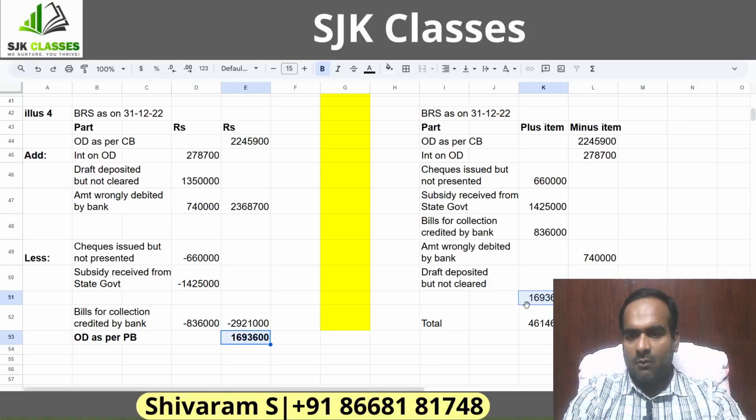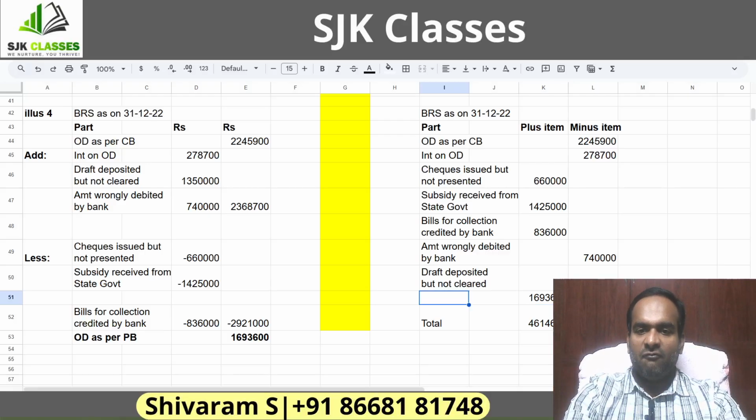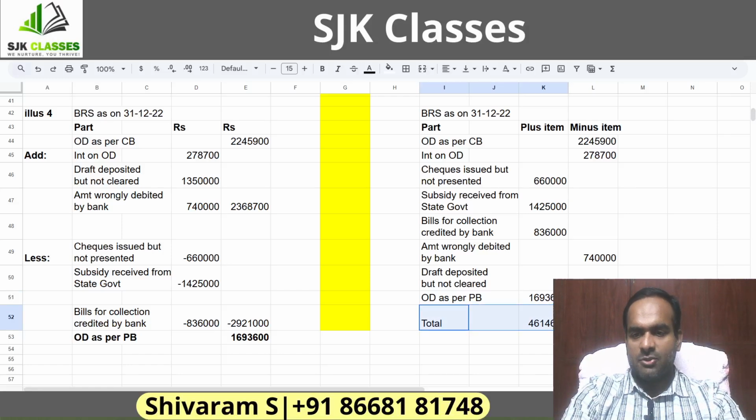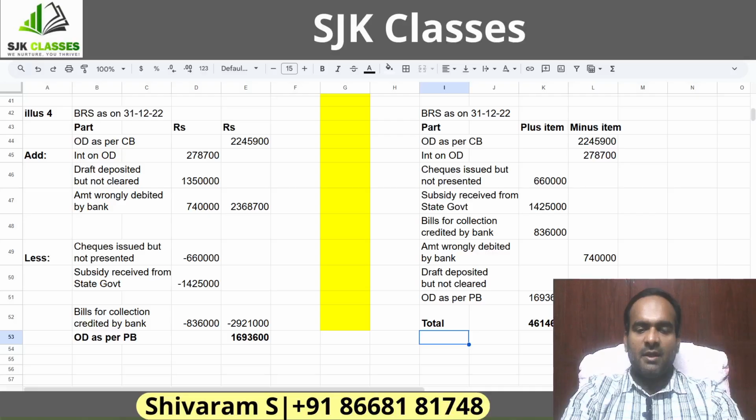Okay, so what is this? Now look at the logic. The negative part has got a higher value. That means the negative part is higher and the positive part is lower. That means the resulting answer is also negative for us, which is nothing but overdraft. So OD as per what? Passbook. So here the OD as per passbook will be shown in the plus item because the negative part is heavier. It's the balancing figure. So this is also a negative balance only. I hope this should be clear. So this is the way we prepare the BRS.